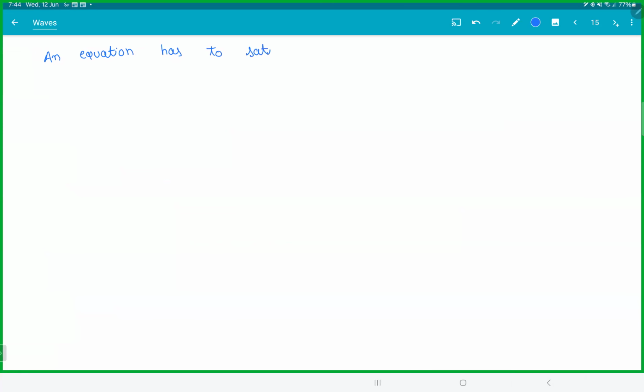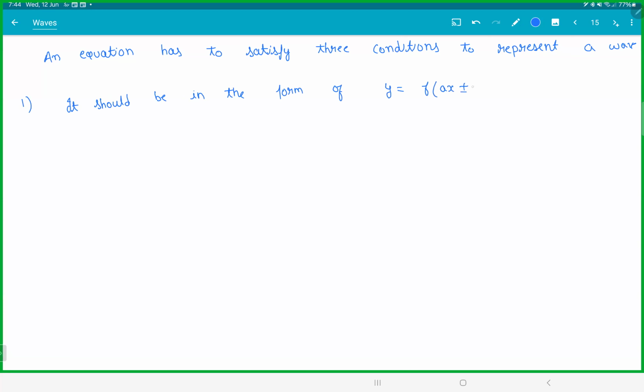An equation has to satisfy three conditions to represent a wave. One, as we proved, it should be in the form of y is equal to f of ax plus or minus bt. So the coefficients are fine.